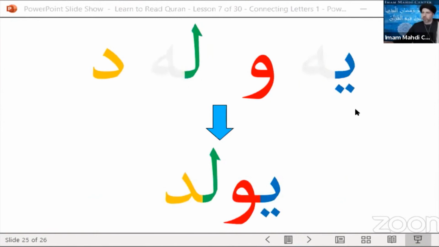So we have lowercase ya, waw, lowercase lam, and dal. So we connect the waw to the ya. But if you remember, the waw is one of those letters that connects to a letter on its right, but it does not connect on its left. So we have to leave the space here. There's a space between the waw and the lam because the waw does not connect to a letter on its left. So we have lowercase ya connecting to the waw, a space, then the lowercase lam connecting to the dal.